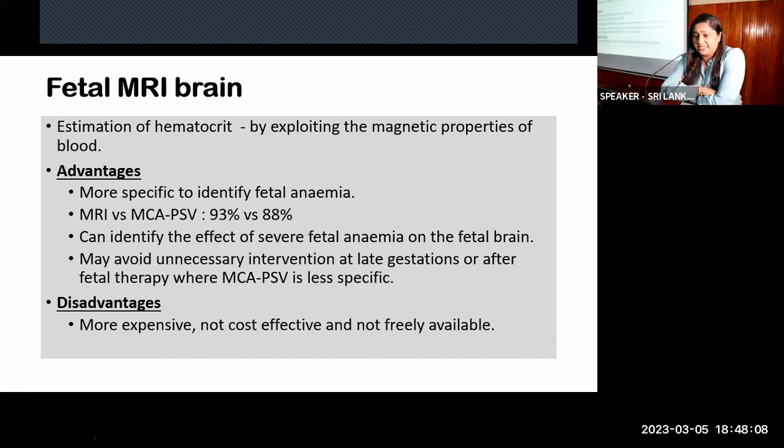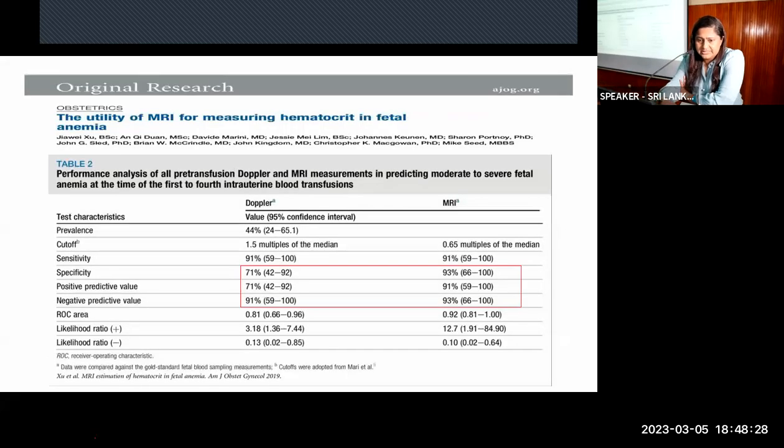It can also identify the effect of fetal anemia on the fetal brain. It may avoid unnecessary intervention at late gestations or after fetal therapy, where the MCA peak systolic velocity is less specific. However, this, of course, is more expensive, not cost effective, and also not freely available. So this is a study comparing fetal MRI and Doppler in predicting moderate to severe fetal anemia. You can see here the sensitivities are almost similar in this study, whilst the specificity for MRI was higher compared to MCA Dopplers, with a specificity of 93%.